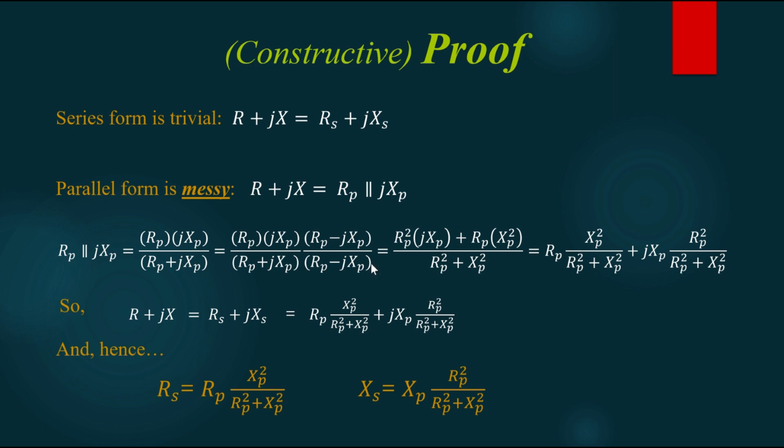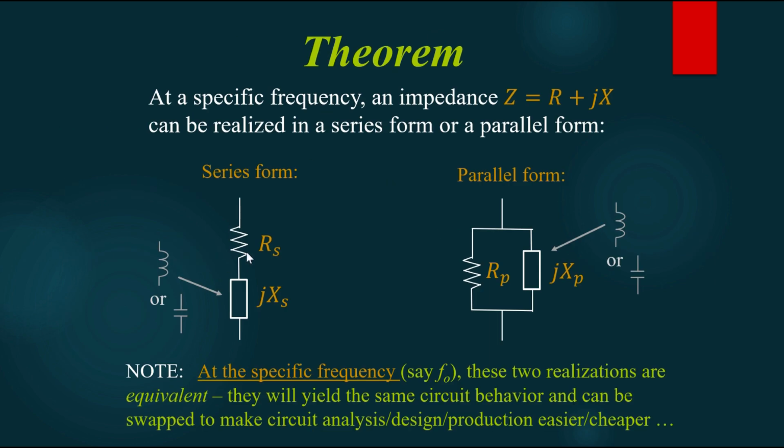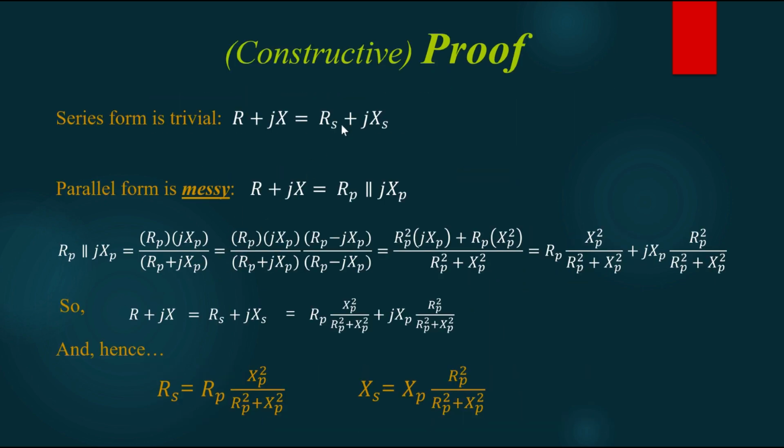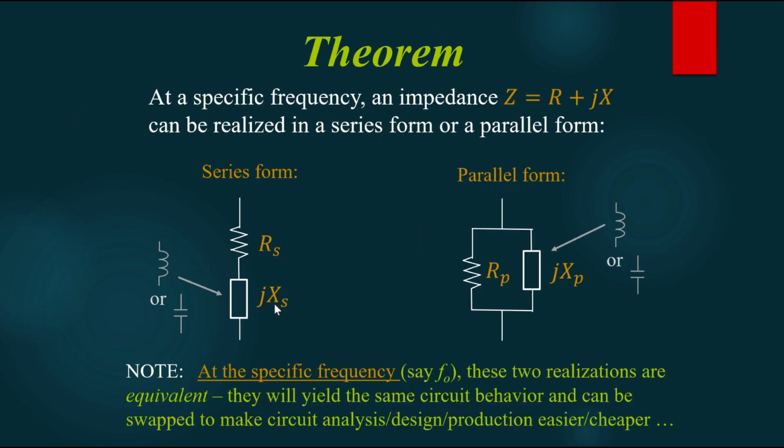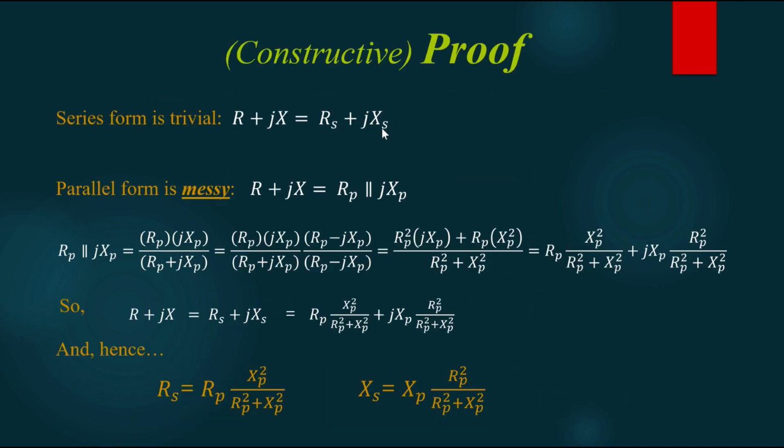But let's start off with the top here. It says the series form is trivial. Remember, we want to create an impedance R plus JX. Well, the series form, we just make R sub S here equal to the R that we want, and X sub S here equal to the X that we want. Well, that's trivial. I mean, that's straightforward. It's when we go to the parallel form that it gets pretty messy.